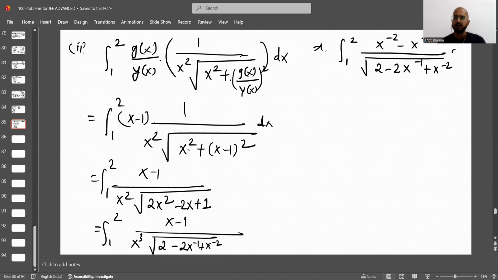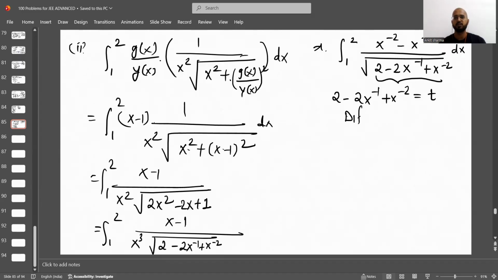Okay, we can do one thing. We can keep this entire root as a substitution. Say 2 minus 2 x to the power minus 1 plus x to the power minus 2 is equal to some t. So I'll think of differentiating, because I have a gut feeling that this will turn out to be the derivative, looking at the powers.